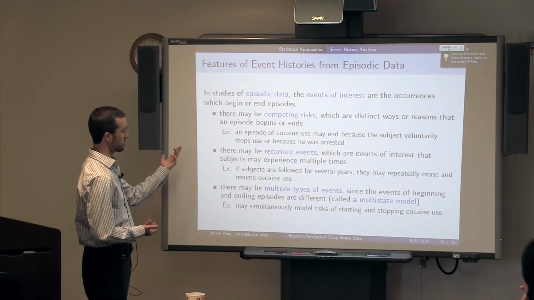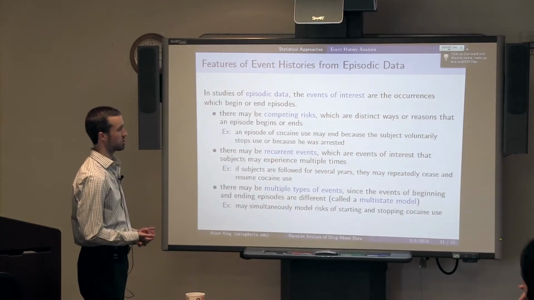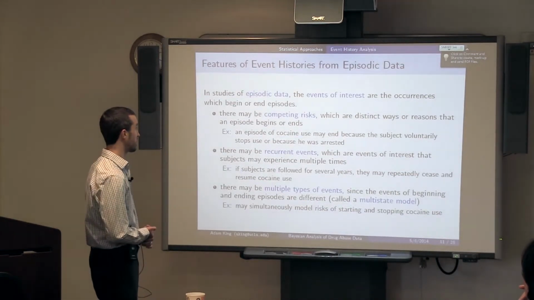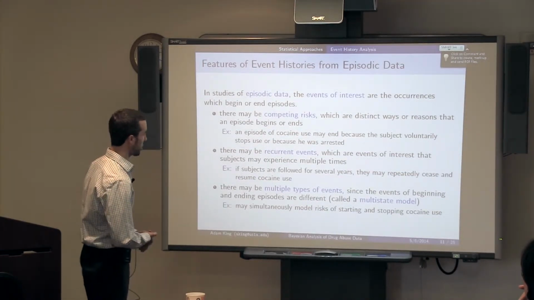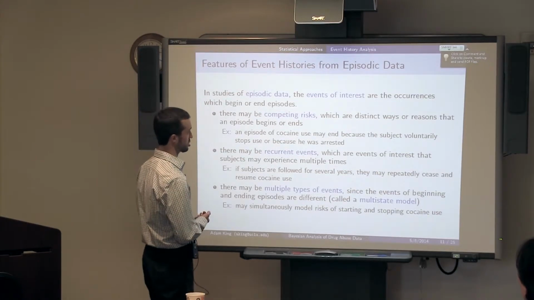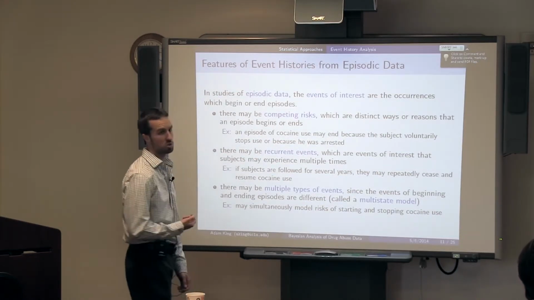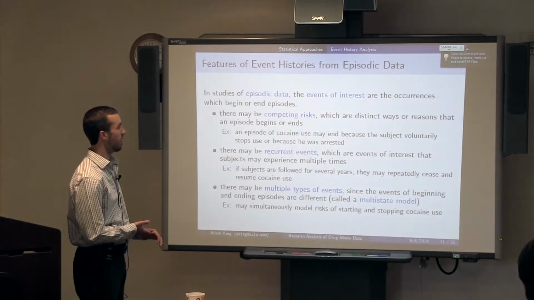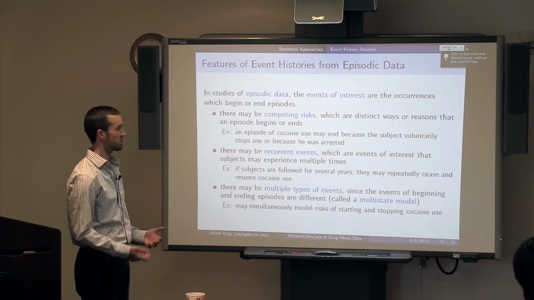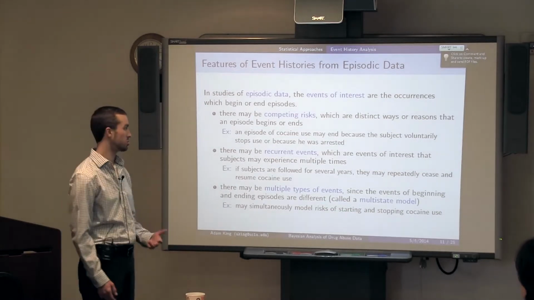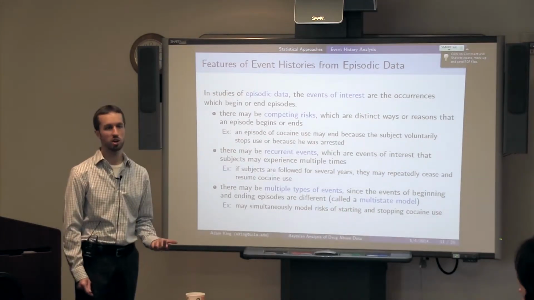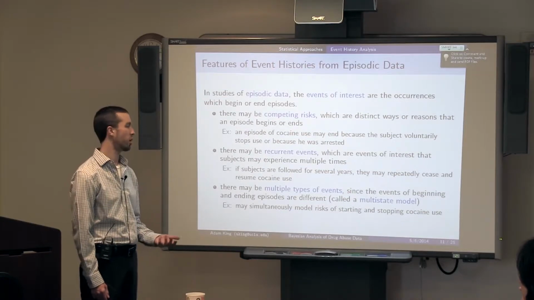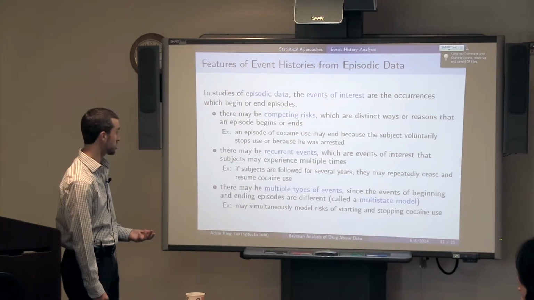What I'm going to talk about here is what will constitute the building block for what such a model could eventually look like. That is a model where we have, first of all, competing risks, which are distinct ways or reasons that an episode may begin or end. With an episode of cocaine use, that episode may end because the subject voluntarily stopped cocaine use, or it could end because the subject was arrested. Those are very importantly different outcomes, and we need a model that treats them separately.